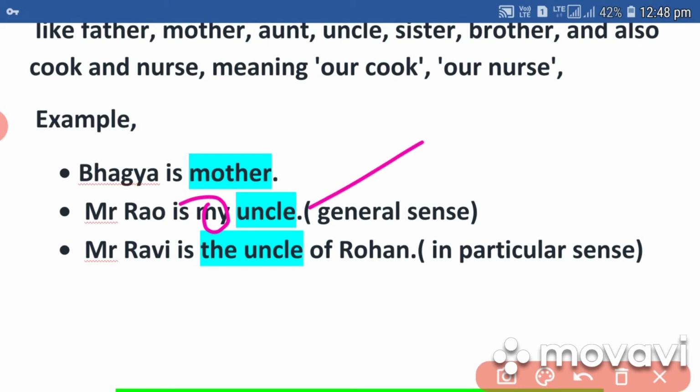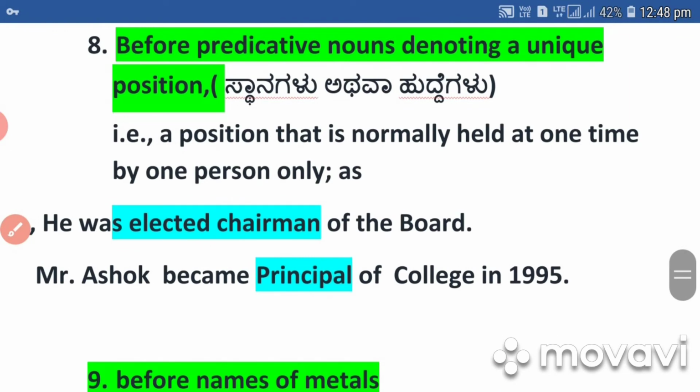That is the general sense. There should not be any article in the general sense. Now, Mr. Ravi is the uncle of Rohan. Here the clarity is there, so it is particular sense. Mr. Ravi is the uncle of Rohan, in particular sense. You use the here. If you want to use the definite article, the sentence should be in particular sense. In general sense, we don't use any articles. You have to remember each and every rule, then only it will be very easy.